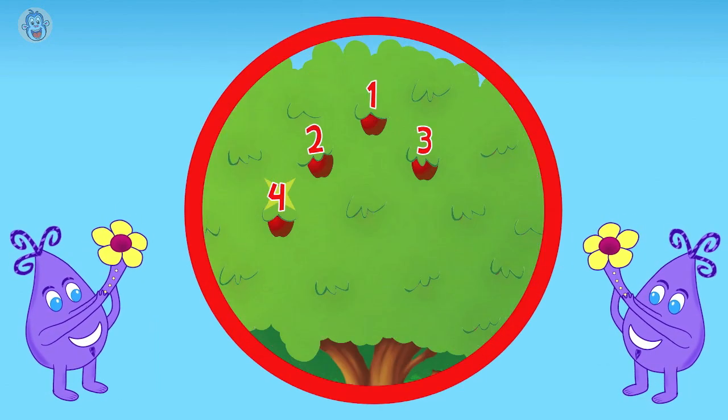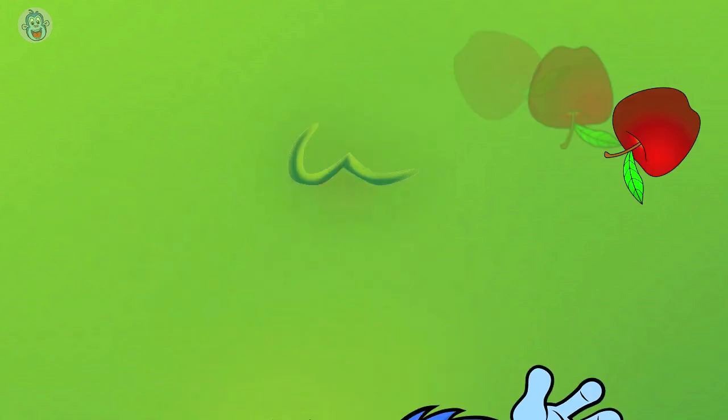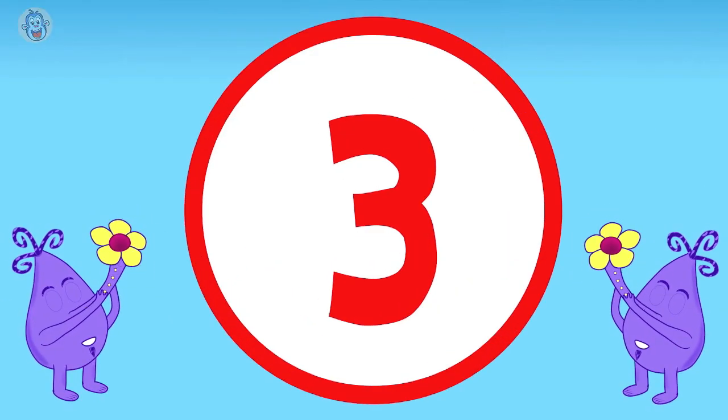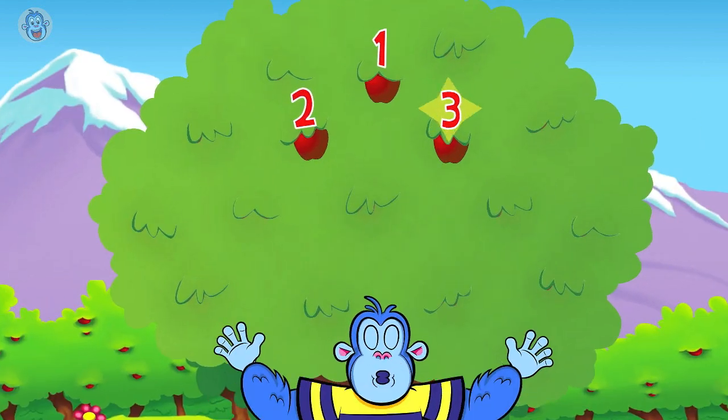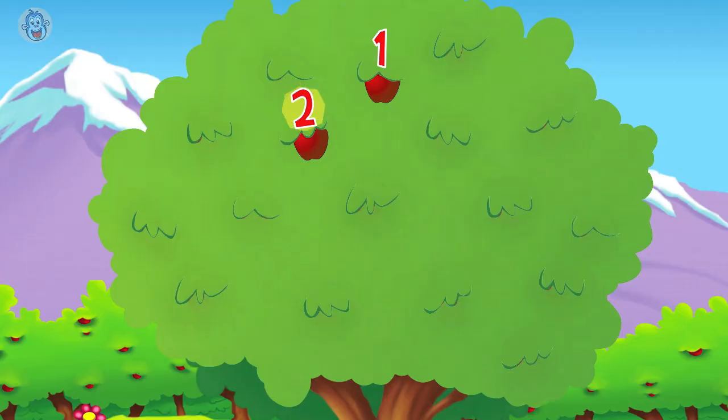4 candy apples hanging on a tree looking mighty tasty to me. If I pick one of them and share it with my friends, 3 candy apples left on the tree. 3 candy apples hanging on a tree looking mighty tasty to me. If I pick one of them and share it with my friends, 2 candy apples left on the tree.